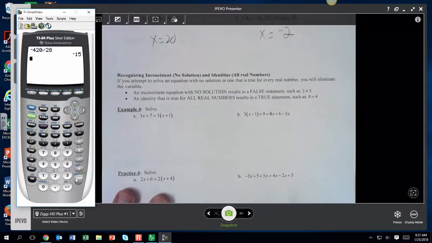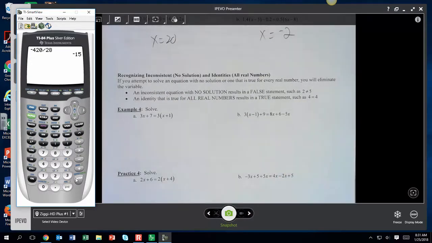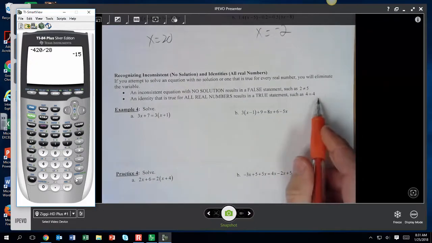So far, we've been dealing with one solution. There's a possibility that we could end up with no solution, or in fact, we could end up with all real numbers. So if you attempt to solve an equation with no solution or one that's true for every real number, you're going to end up eliminating the variable. An inconsistent equation with no solution results in a false statement. I get something that can't be true, like 2 equals 5. An identity that's true for all real numbers results in a true statement, such as 4 equals 4.